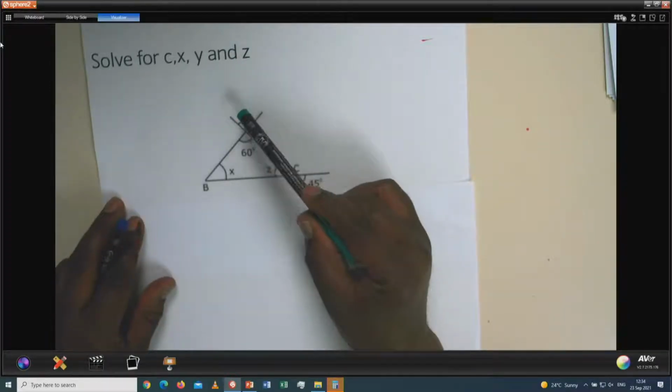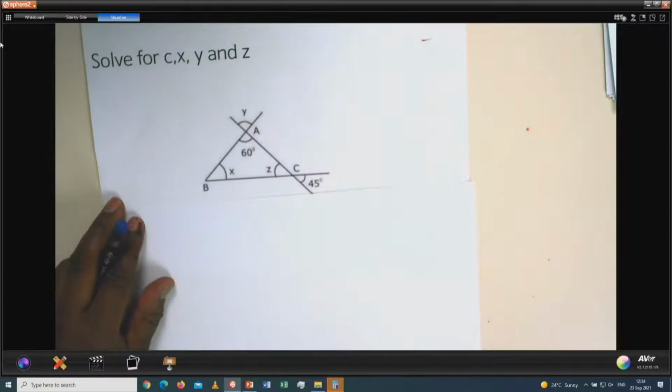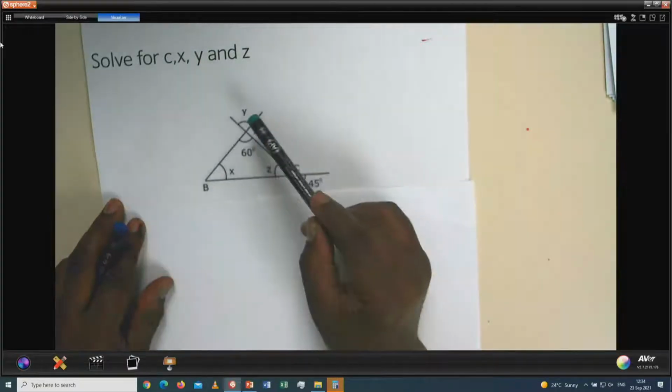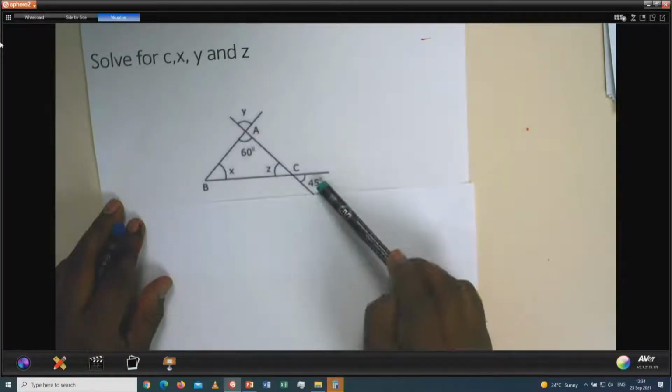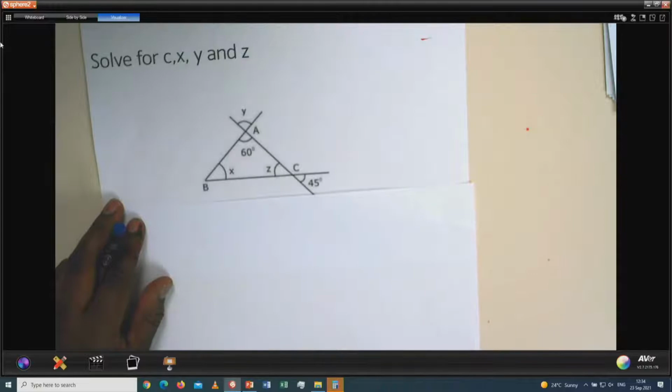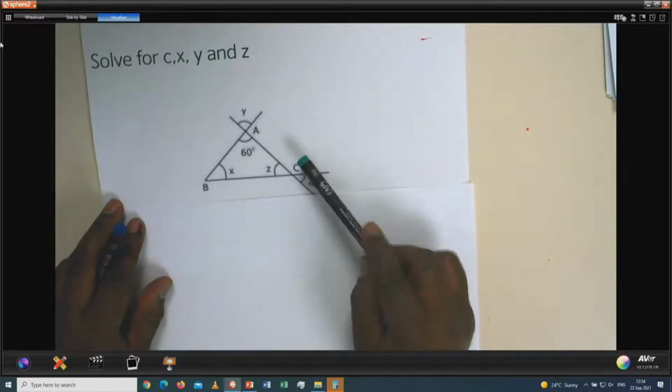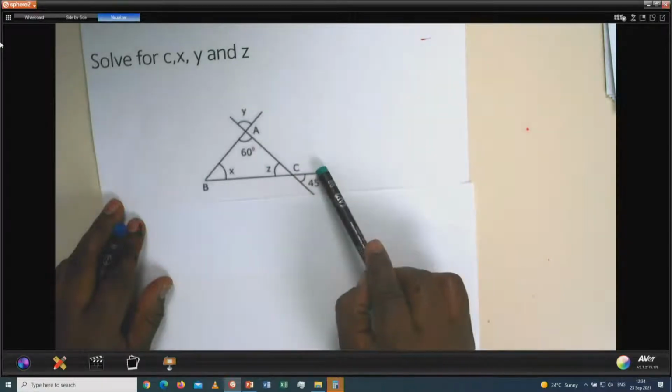Angle Y, what is the relationship of angle Y? Vertically opposite. What is the relationship of the angle Z? Vertically opposite. So straight away you are able to. What is the relationship of C? It's on a straight line.